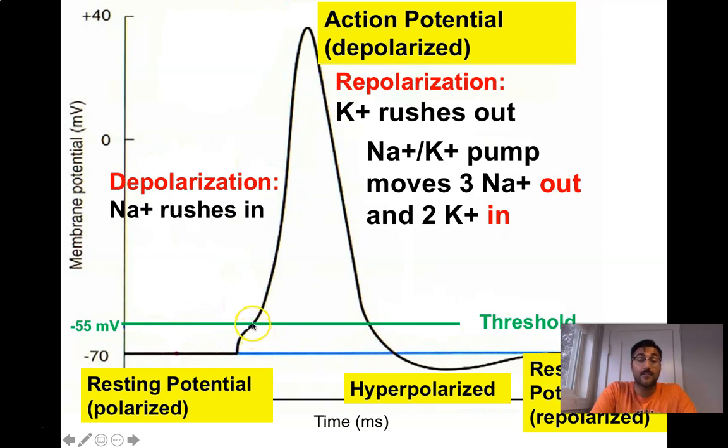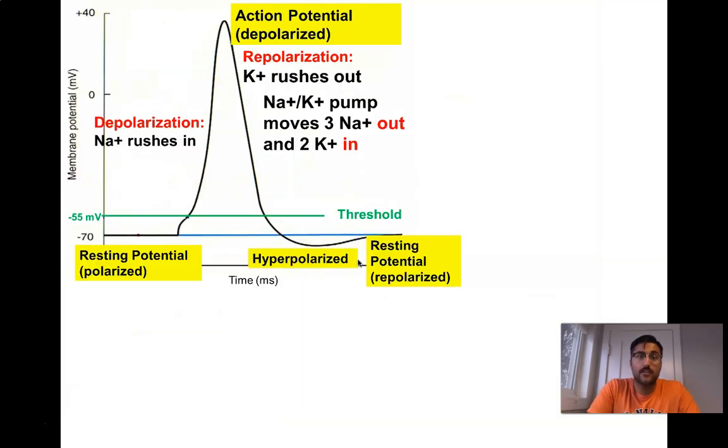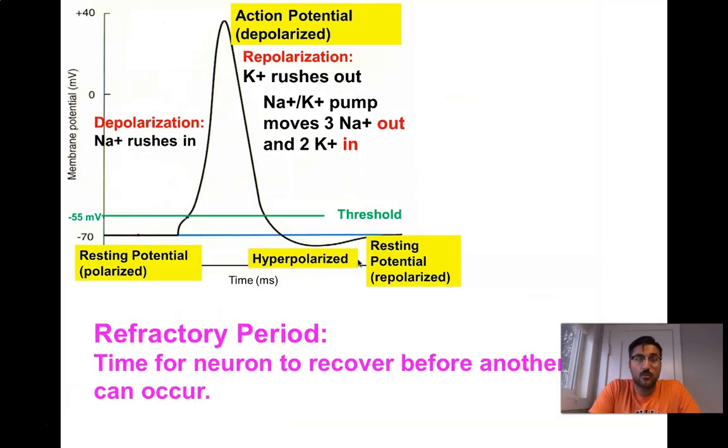Now, if it hits negative 55, it's going to happen for sure. So this is what we call an all or nothing response, basically. It's going to hit the negative 55 and go, or it's not going to hit the negative 55 and it's not going to go, and the signal won't get propagated. We're going to come back to this repeatedly. Okay, so here's the same picture as we just had, just with some notes around it.